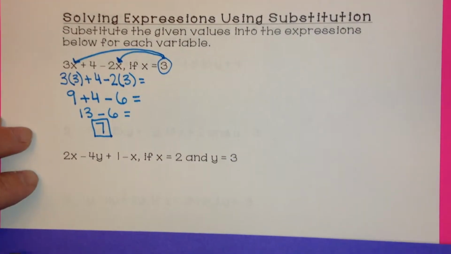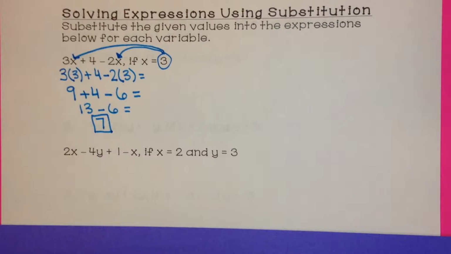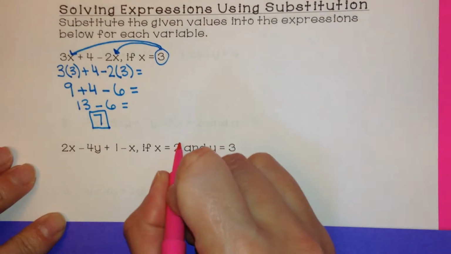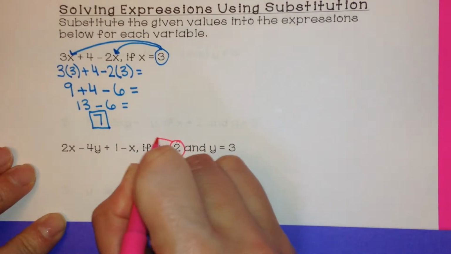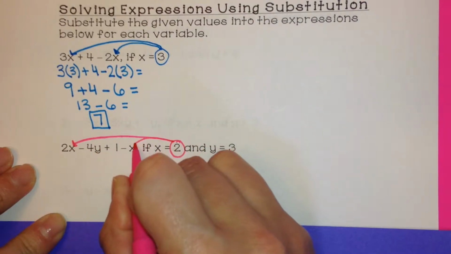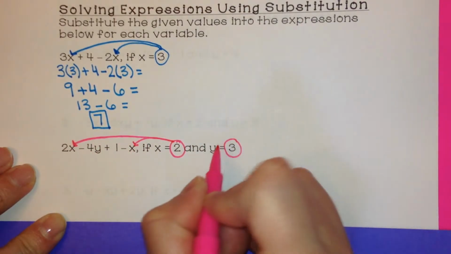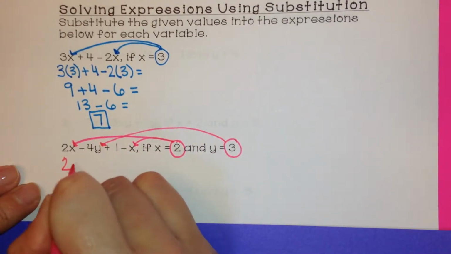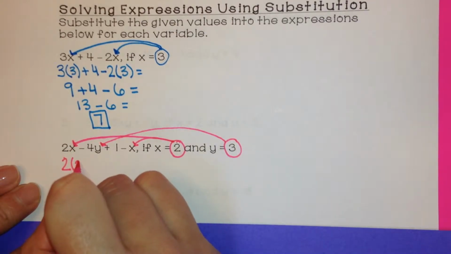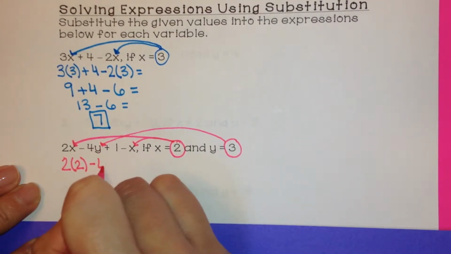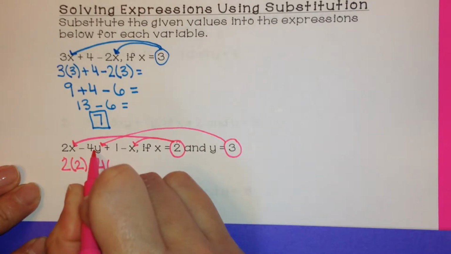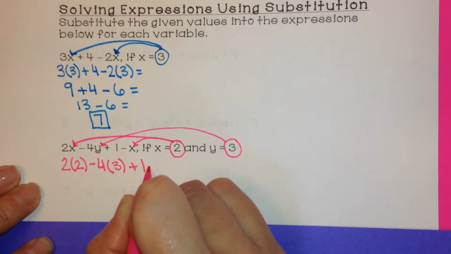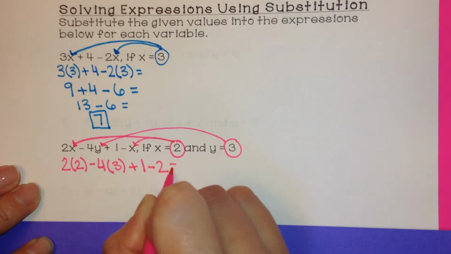Here is another one. It's just slightly more complicated because there's a lot of negatives in there. Okay, so we have 2 times the x value. Again, I'm going to plug in what x equals in both of these places for x, and I'm going to plug in what y equals for y. So I have 2 times my x value, which is 2. Bring down the minus 4. Remember, it's multiplied now by the y value, which is 3, plus 1, minus my x value, which is 2.